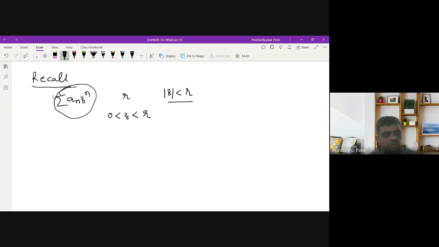The next one we did is the identity theorem for power series, which tells you that if summation an z raised to n is the same as summation bn z raised to n, then an is equal to bn for every n. This is known as the identity theorem. If both series have radius of convergence r, and in that interval of convergence these two power series are equal, then each component is equal.